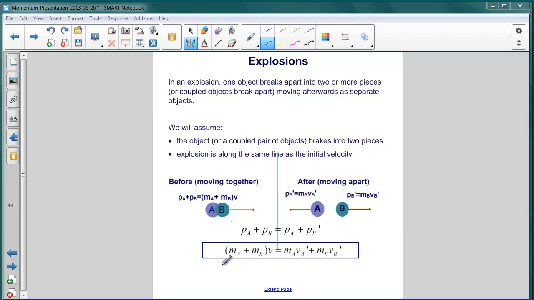If we look at these more carefully, we can see that before we have two masses coupled together, acting as a single mass, moving with a single velocity. So we write that the sum of the momenta before is just mass sub A plus mass sub B times their common velocity v. After the explosion, we see two different objects, each with their own mass and each with their own velocity. So the final momentum is m sub A times v sub A prime plus m sub B v sub B prime. Remember, the prime is always used to indicate the velocities after the event.